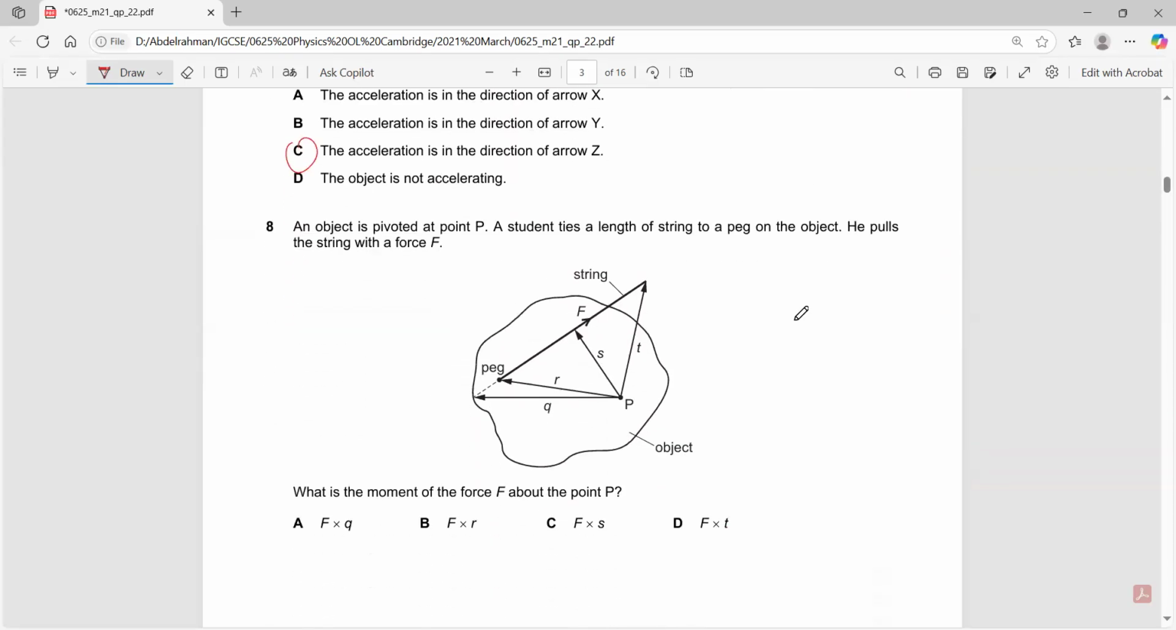What is the moment of the force about point P? So we have force times perpendicular distance. Which distance is the perpendicular distance? S would be the perpendicular. So it's F times S because 90 degrees.